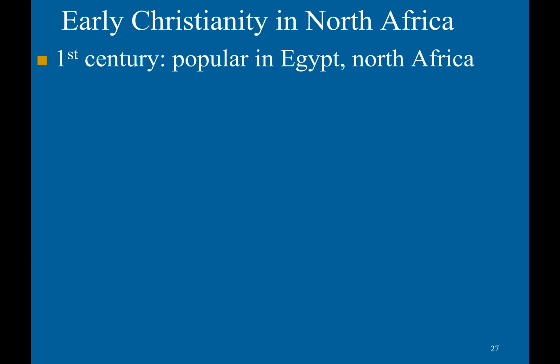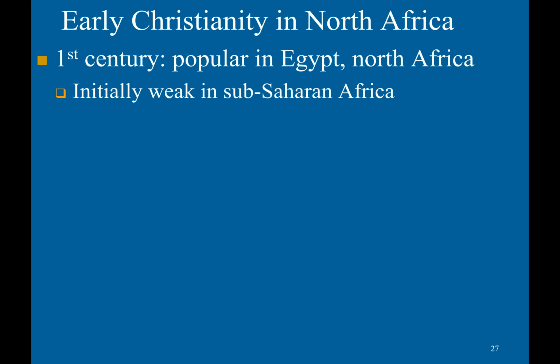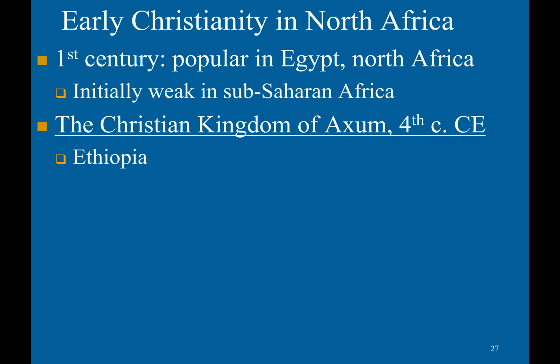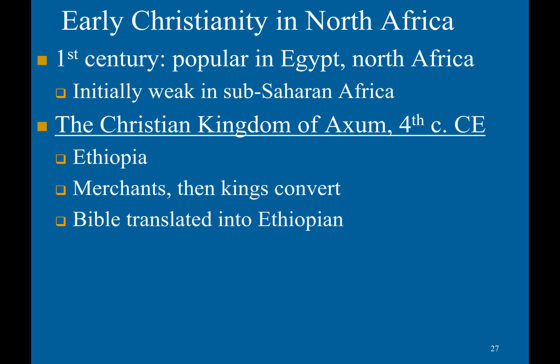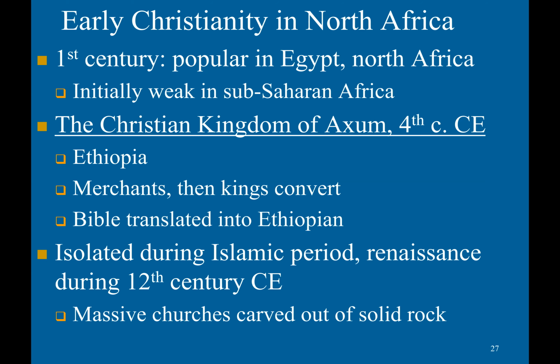In the 1st century, Christianity becomes popular in Egypt and North Africa. It is, however, weak in sub-Saharan Africa initially. However, you did get the creation of the Christian kingdom of Axum around the 4th century CE in Ethiopia. At first, the merchants convert, and then the kings. The Bible is translated to Ethiopian. However, this kingdom becomes isolated during the Islamic period, with a renaissance in the 12th century CE.